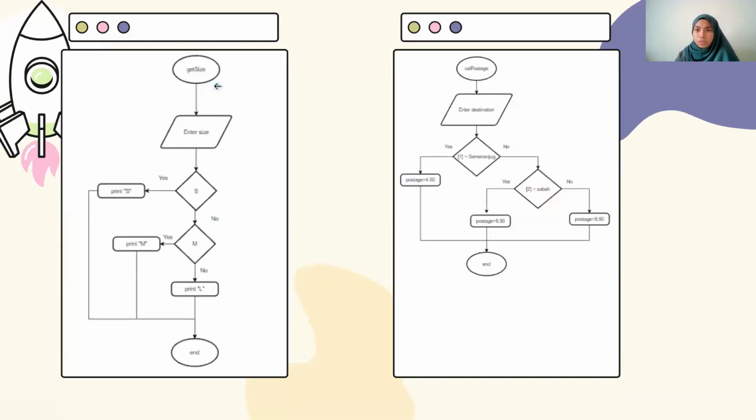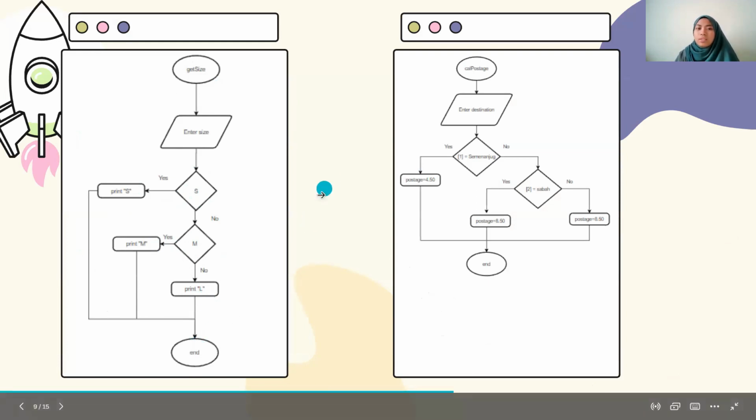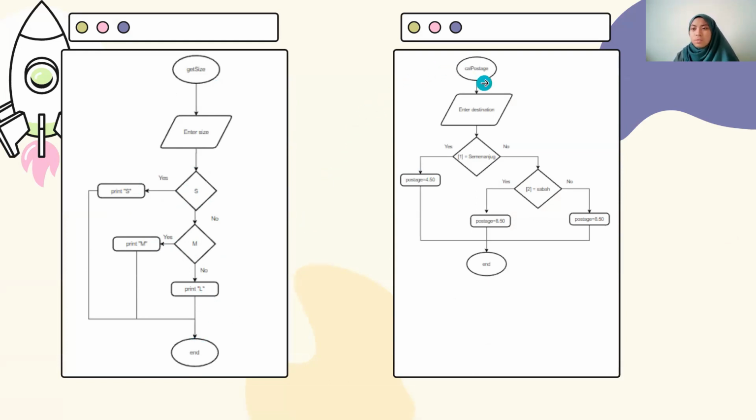So the user can choose the size that they want. Whether the size is S, if yes, it will print S. If no, it goes to M. If yes M, it will go to print M. And if no, it will go to print L. So go to the end. And then go to the next function, which is called postage, where first the user must enter the destination, either Semenanjung or Sabah.